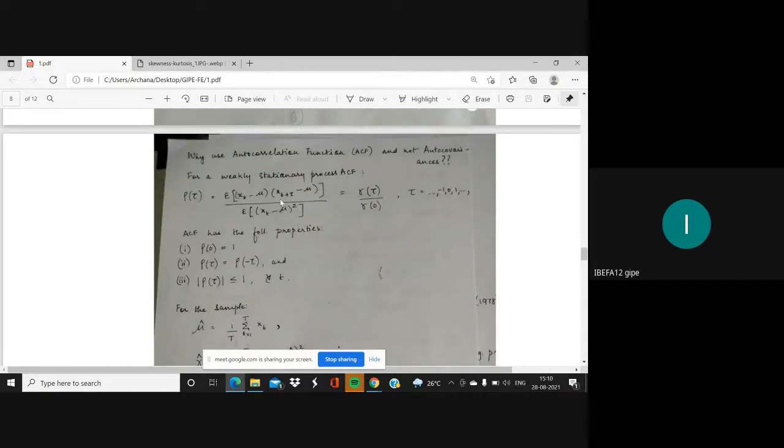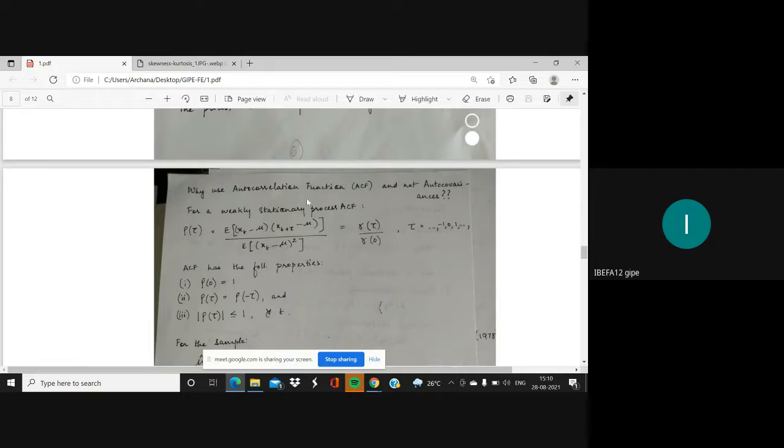Now I think we had stopped at this point yesterday. Okay. So generally we use the covariance and the variance to come up with a measure known as the autocorrelation function. Now if you look at the formula carefully, you'll probably notice that it's basically your correlation coefficient that we are calculating.